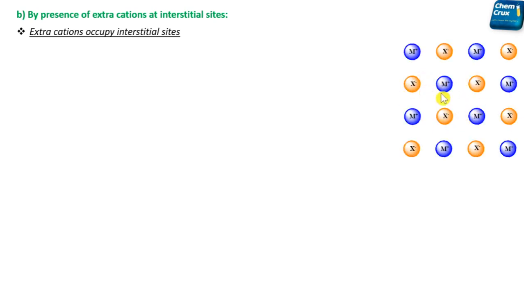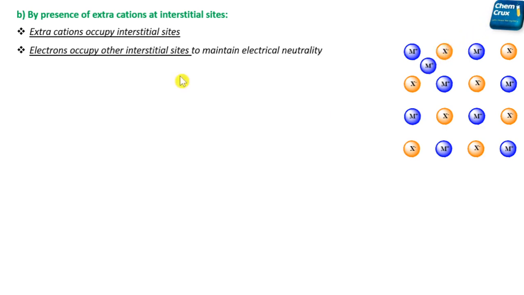Now let us find out how metal excess defect arises by presence of extra cations at interstitial sites. So in this type of defect, extra cations occupy interstitial sites. So this is a perfect ionic crystal. If one cation occupies one interstitial site, then electrons must occupy other interstitial sites to maintain electrical neutrality. So for one cation occupying the interstitial site, there must be one electron at another interstitial site, and now the overall electrical neutrality of the crystal is maintained, right?